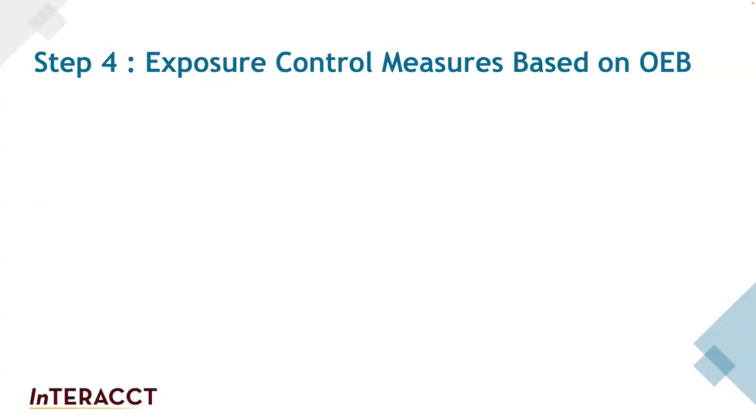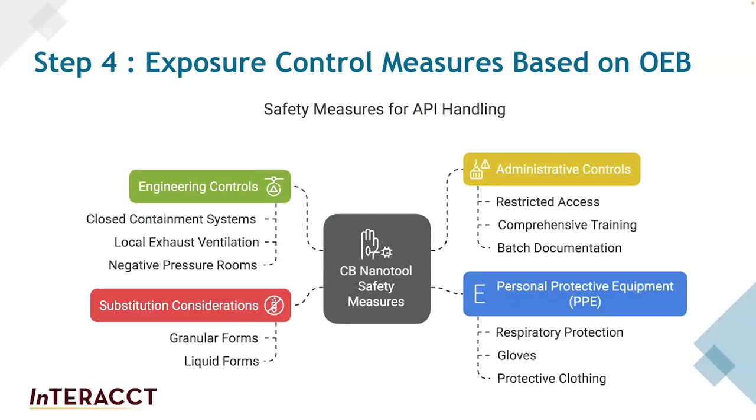Based on the assigned OEB, we now select appropriate exposure control measures for API handling. From an engineering control perspective, this could mean implementing closed containment systems using local exhaust ventilation or working in negative pressure rooms to prevent airborne spread. In some cases, substitution could be considered, such as switching from fine powders to granular or liquid forms to reduce dust generation.